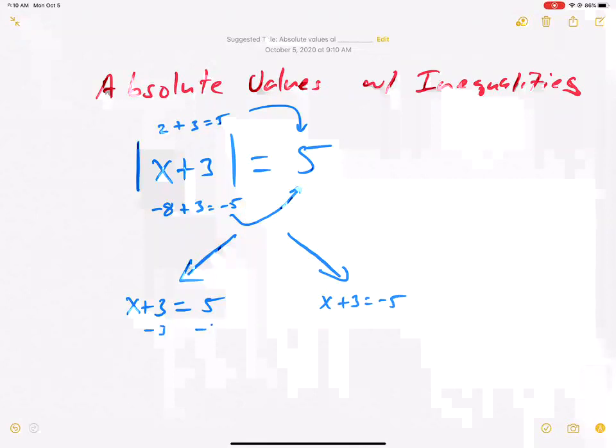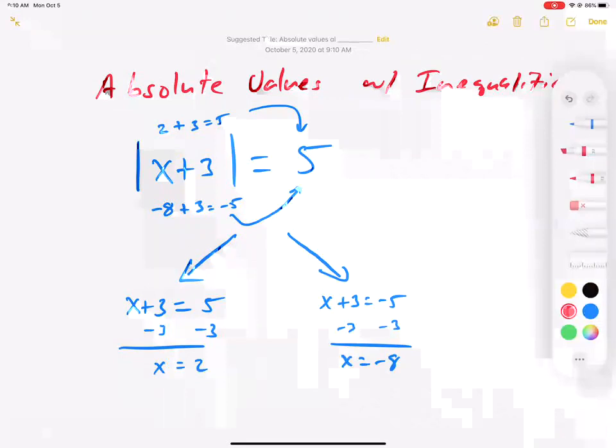Subtract 3, subtract 3. And we have x equals 2, and x equals -5 minus 3. You owe me 5, you owe me 3, you owe me 8, so -8. Hey, these are the same exact answers we had when we just guessed the answer. So instead of trying to guess the answers, we have an orderly process, and I find that's always a lot easier than trying to guess and check.